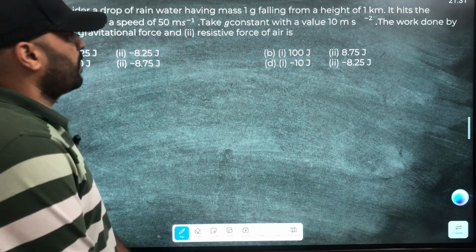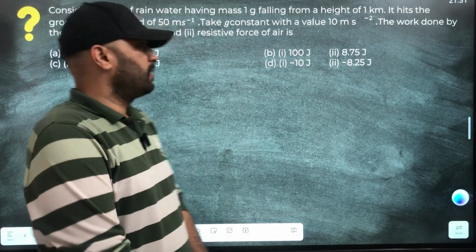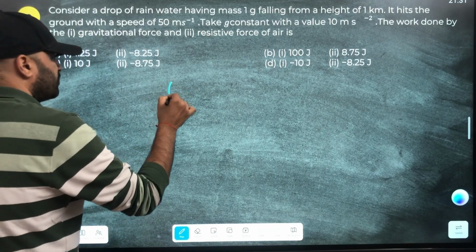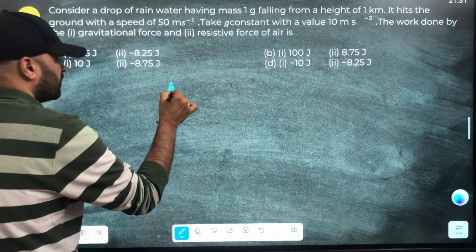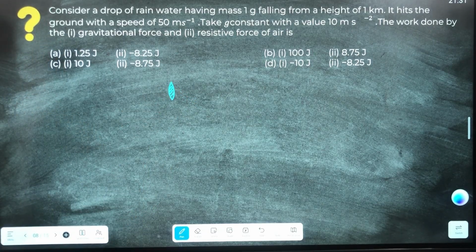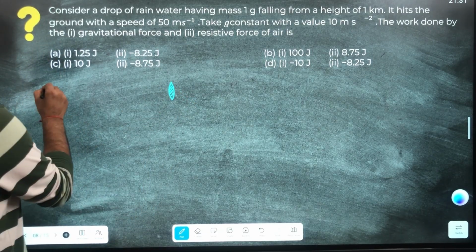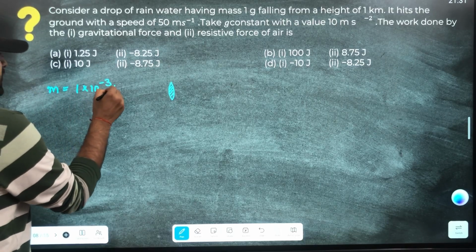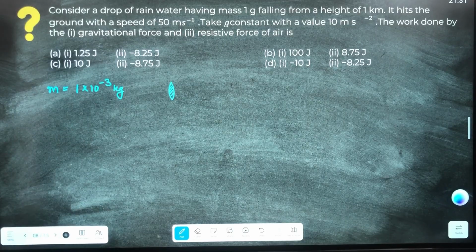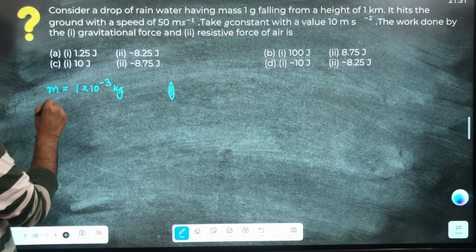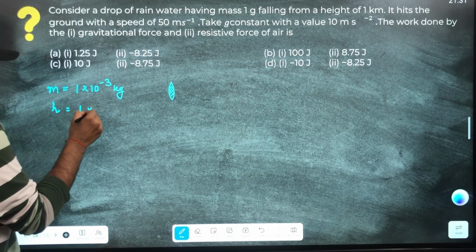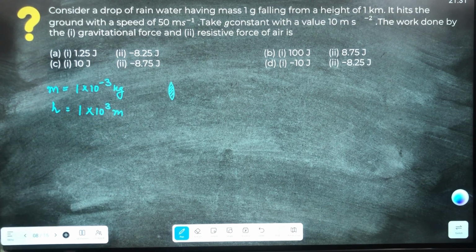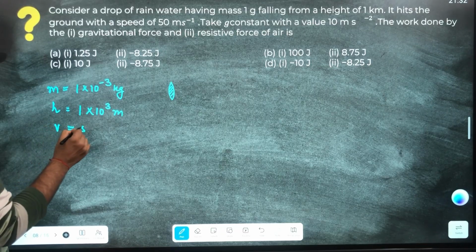Okay, a beautiful problem, very interesting problem. Let's read the question. It says, consider a drop of rain. Let's assume this is a drop of rain having a mass of 1 gram. So the mass of this raindrop is 1 into 10 to the power minus 3 kg. From a height of 1 kilometer, h is 1 into 10 to the power 3 meters, right? It hits the ground with the speed v of 50 meters per second.